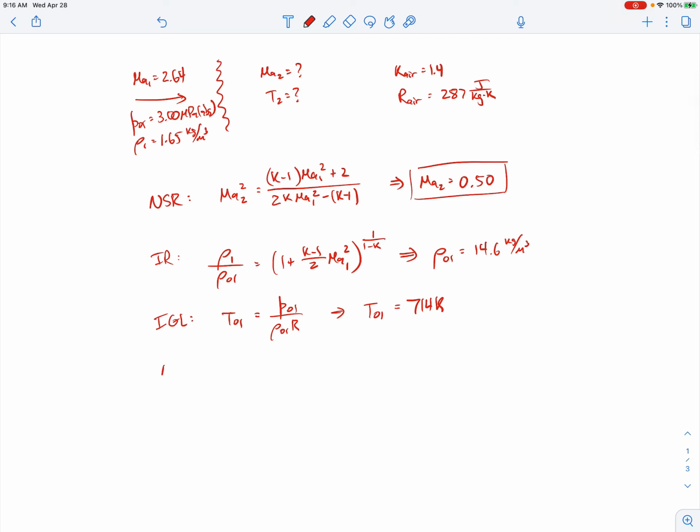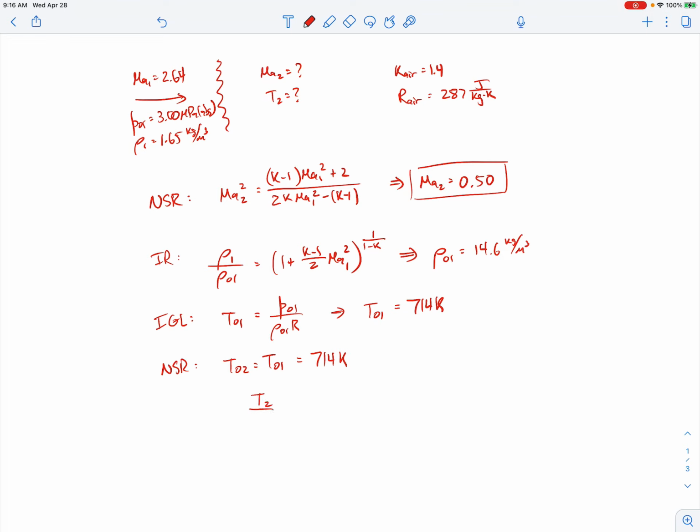Then across the shock, the one thing that remains constant is the stagnation temperature. That's the one property that remains constant. So the stagnation temperature on the downstream side of the shock is also 714 Kelvin.